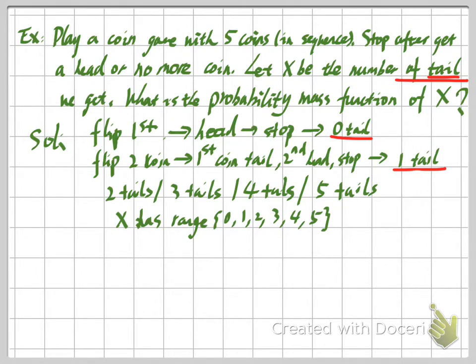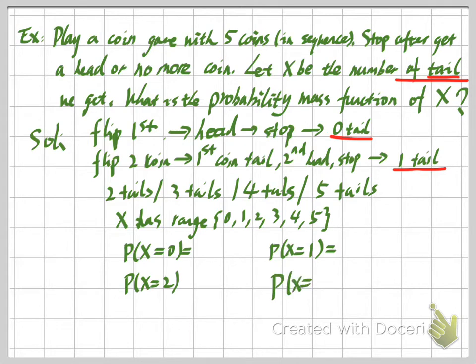And now in this situation, the question asks us what is the probability mass function. The probability mass function is the probability of the random variable x equal to all of the possible values. So we need to compute the probability of x equals 0, x equals 1, x equals 2, x equals 3, x equals 4, and x equals 5. This is what we need to do to get the probability mass function.